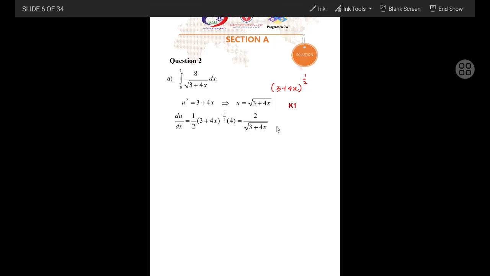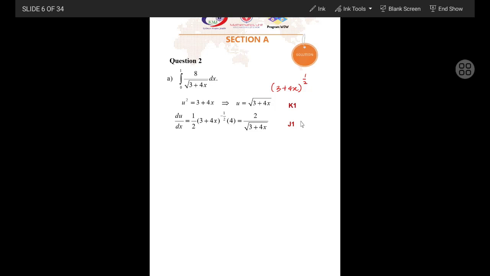And then you simplify: 4 over 2, you get 2, and here we have the power negative 1 over 2. Since it's negative, it goes to the denominator. So 2 over square root of 3 plus 4x. These two steps contribute 2 marks, K1, G1.